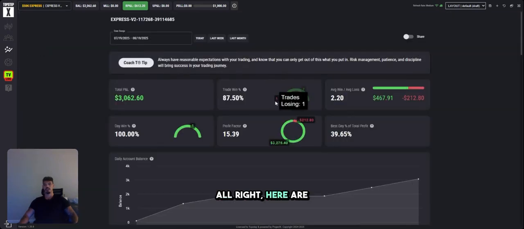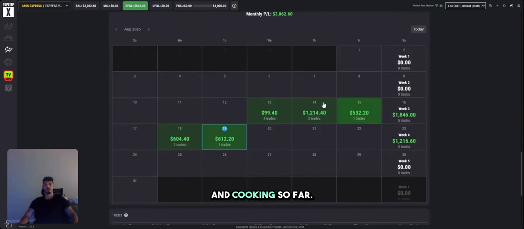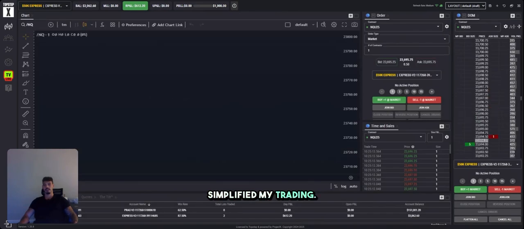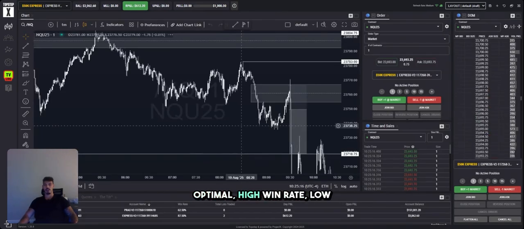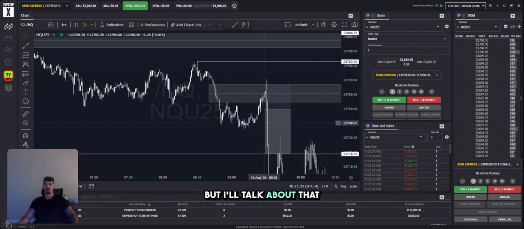All right. Here are the performance sets, 85% win rate, balance is looking okay, and cooking. So far, not bad for August. Okay. Continuation models simplified my trading. I think now they're not only optimal, high win rate, low risk reward, more optimal for prop firms, but continuation models, especially on such trendy markets like Nasdaq and futures in general, it's more favorable for you to trade them as opposed to reversals that can sometimes be predictions and a lot of fake outs happen with them. But I'll talk about that in another video.